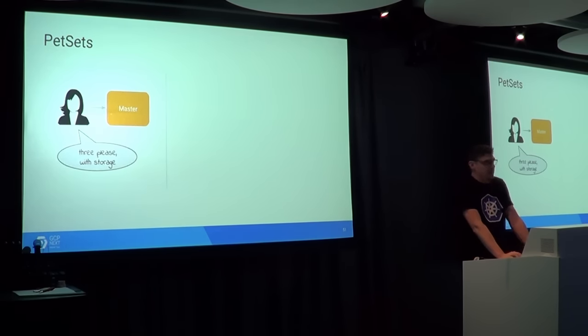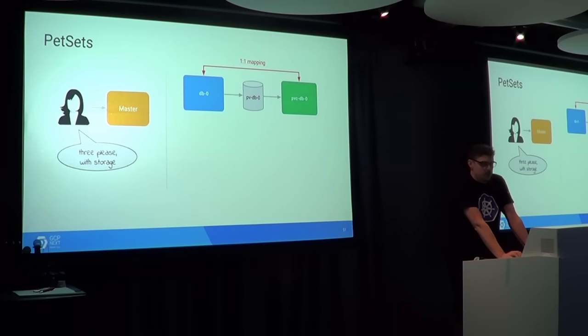So with the stateful set, you have 3 with storage, and this happens. The first thing is, they don't all get created at once, they come up in order.